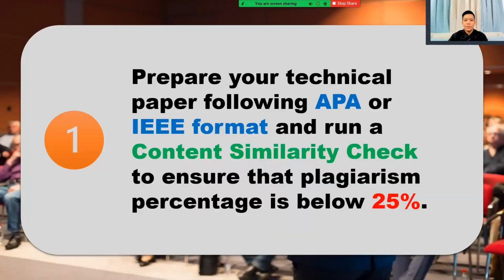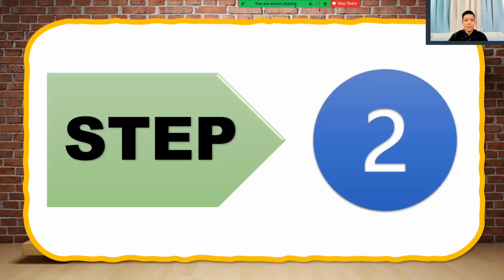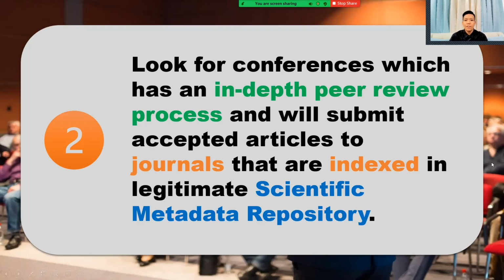We'll now move on to step number two. The second step is looking for a conference or conferences which have an in-depth peer review process and will submit accepted articles to journals that are indexed in a legitimate scientific metadata repository. I am not going into the detail. Again, I am only showing an example of a legitimate conference to which I have submitted my paper, because there are so many videos concerning how to do a deep dive review of conferences.